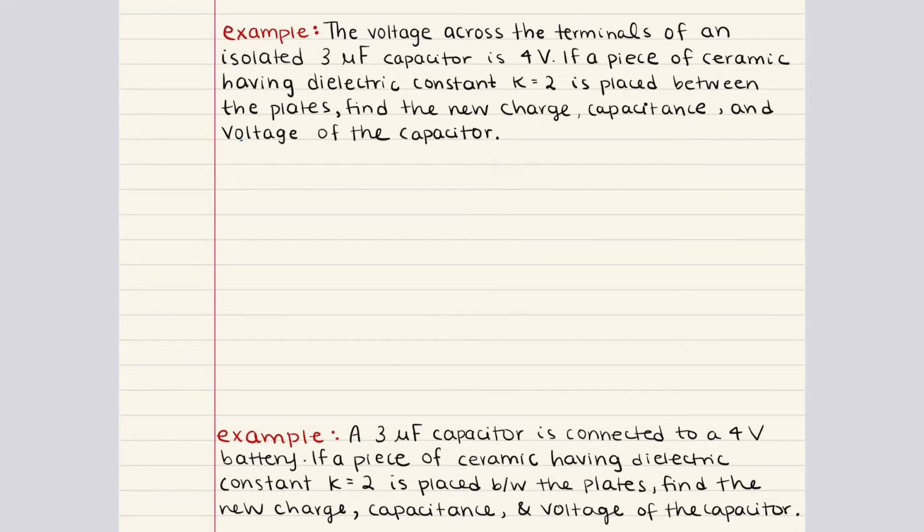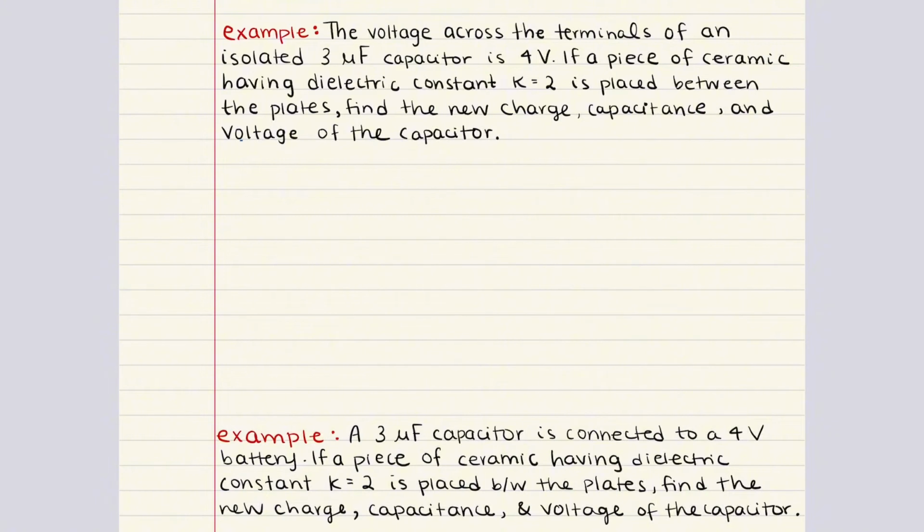This first problem says the voltage across the terminals of an isolated 3 microfarad capacitor is 4 volts. If a piece of ceramic having a dielectric constant equal to 2 is placed between the plates, find the new charge, the new capacitance, and the new voltage of the capacitor. So to start, let's focus on calculating the new charge.